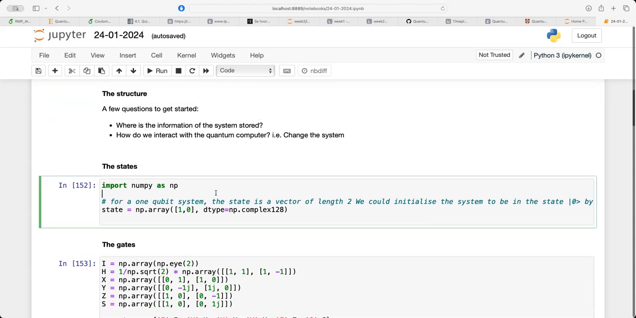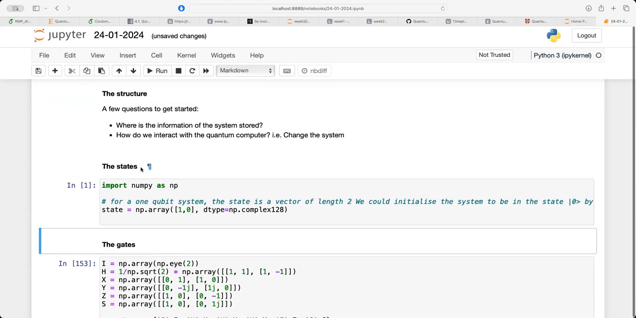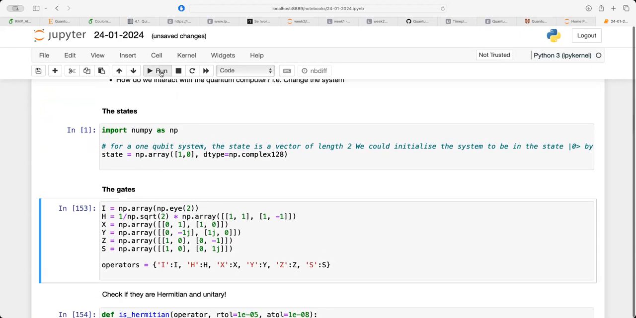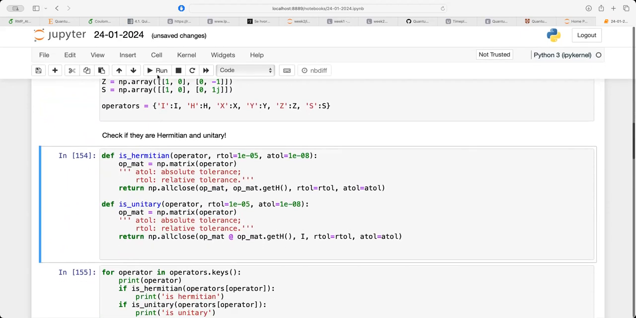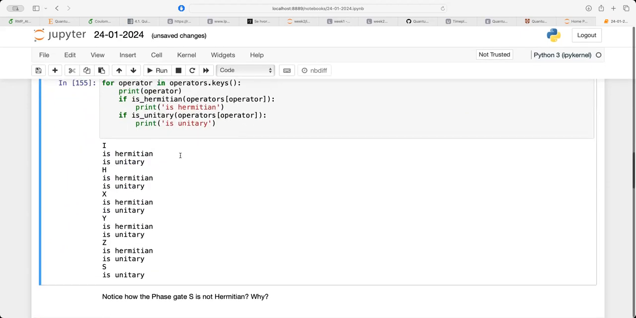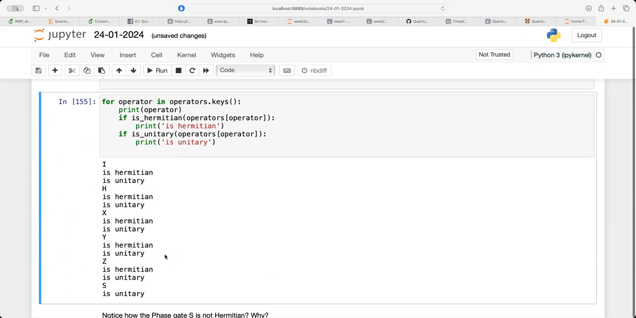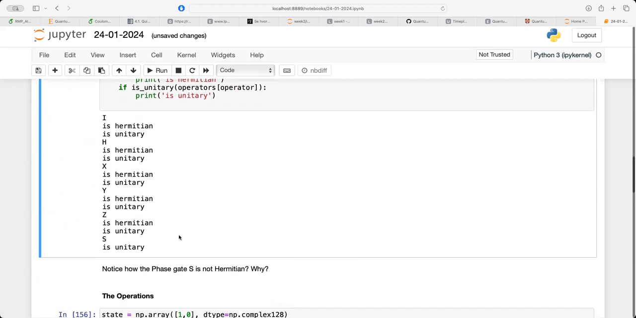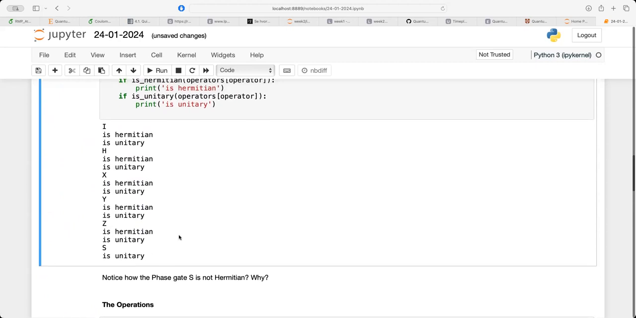And now if we are running this, we'll see that the S gate is actually not Hermitian. So if anyone could tell me why the phase gate is not Hermitian.